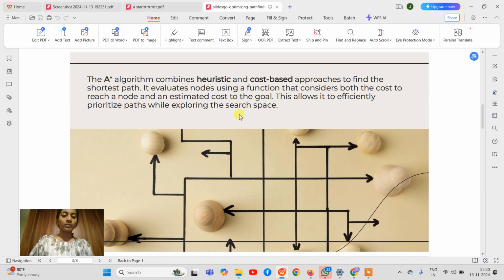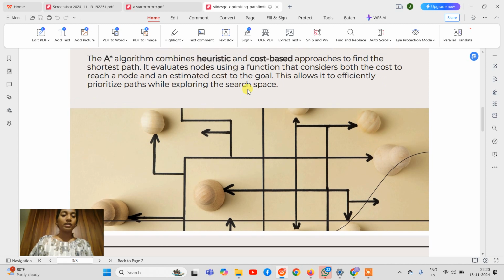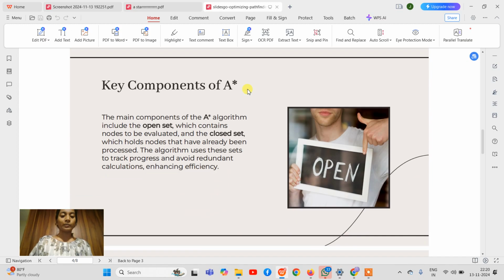The A-star algorithm combines heuristic and cost-based approaches to find the shortest path. It evaluates nodes using a function that considers both the cost to reach a node and an estimated cost to the goal. This allows it to efficiently prioritize paths while exploring the search space.